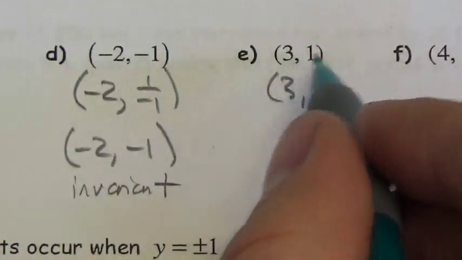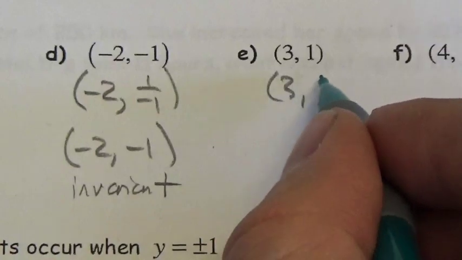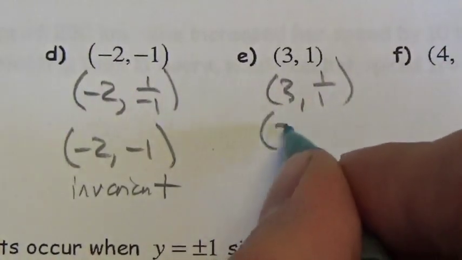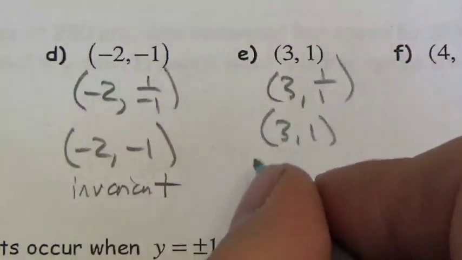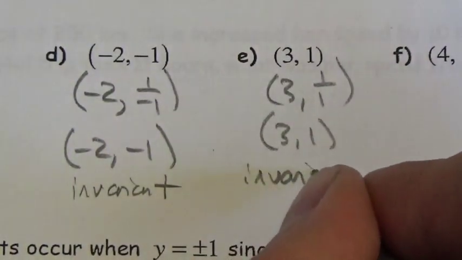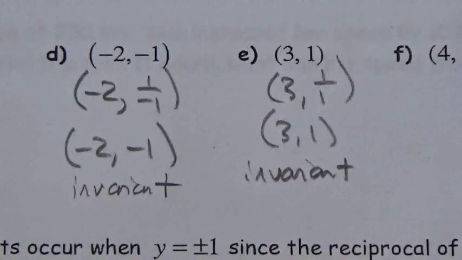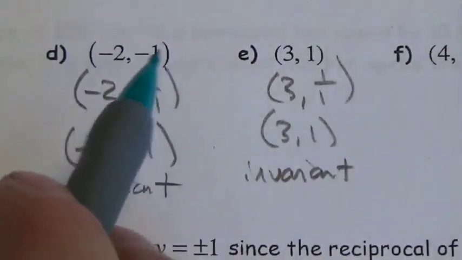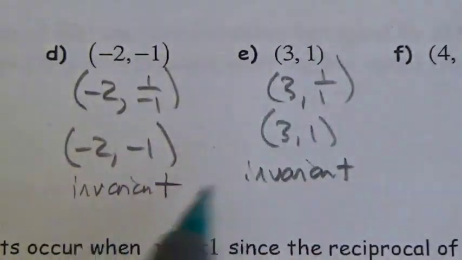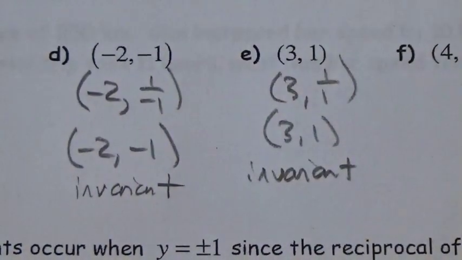Similar sort of thing here, 3 comma, it'll be 1 over 1. But again, 1 over 1 is just 1. Again, that didn't change the point, so this becomes invariant as well. These points don't change when you do the reciprocal transformation. So any point that's got a y coordinate of -1 or +1, those aren't going to change. They're going to stay the same.